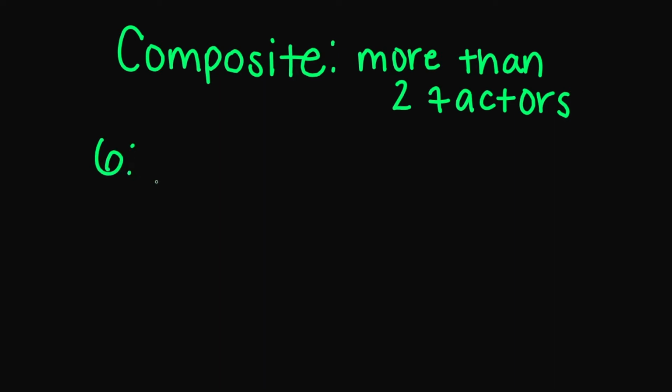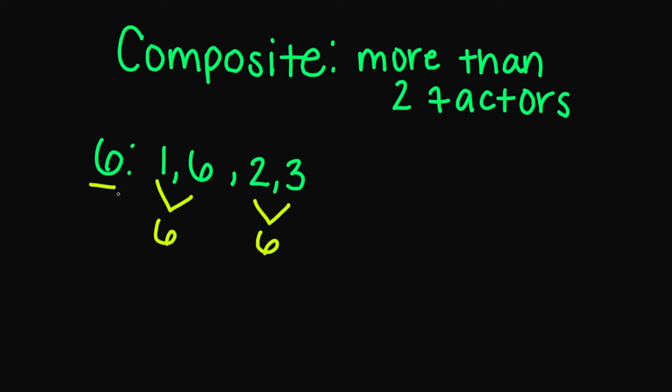Okay, so for an example, let's look at the number 6. What numbers multiplied together will give me 6? First we have 1 and 6, and then we have 2 and 3. So 1 times 6 is 6, and 2 times 3 is also 6. So because I have more than two factors, the number 6 is a composite number. This is a factor, this is a factor, this is a factor, and this is a factor. All of these numbers are factors of 6.